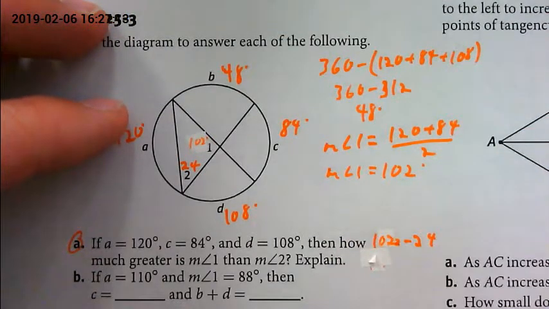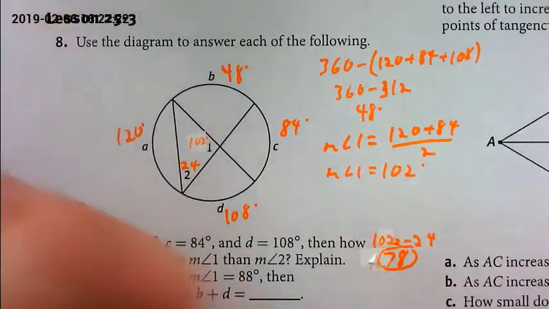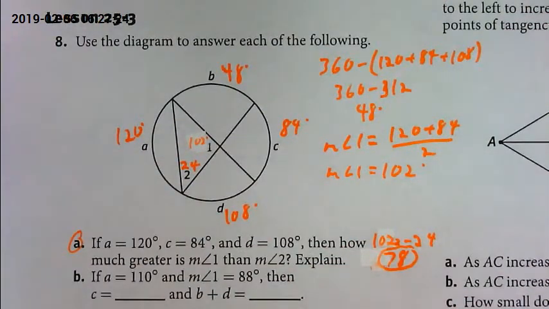My bad. I was like, how'd you get 78? Yeah, 78. 78 sounds good. Can you explain how you got 102 again? Yeah, can you explain why we did that? All right.